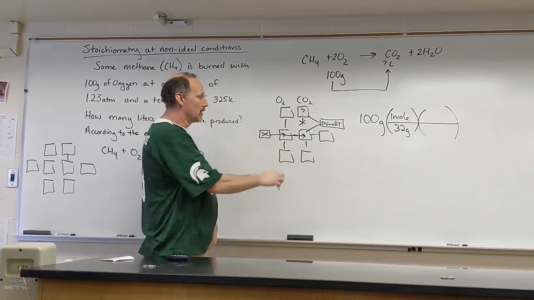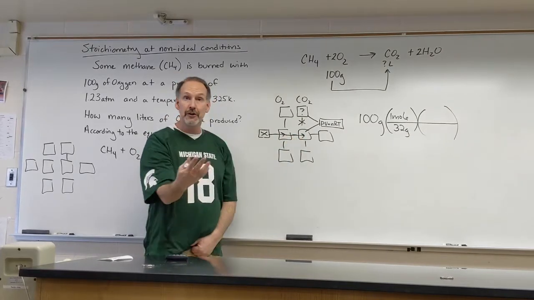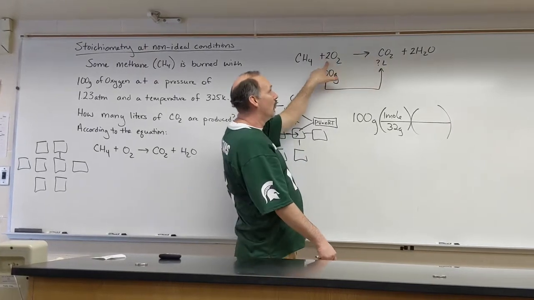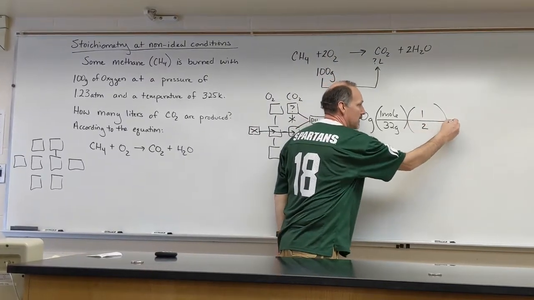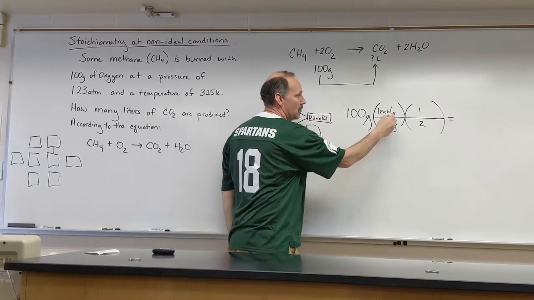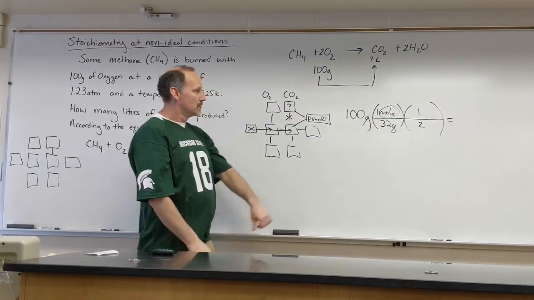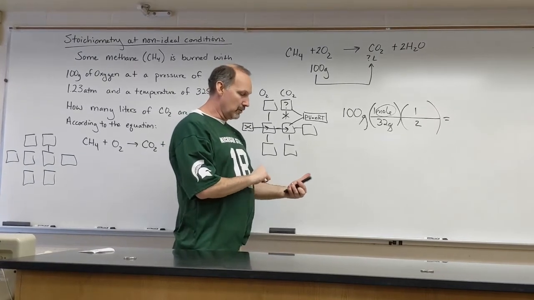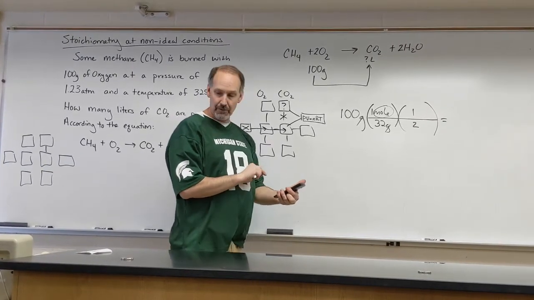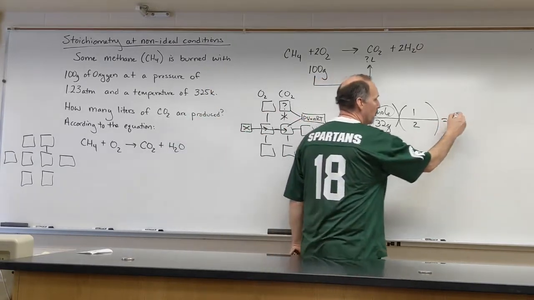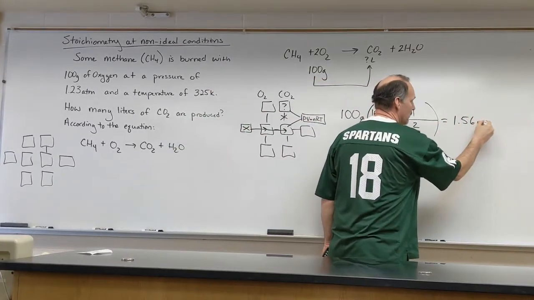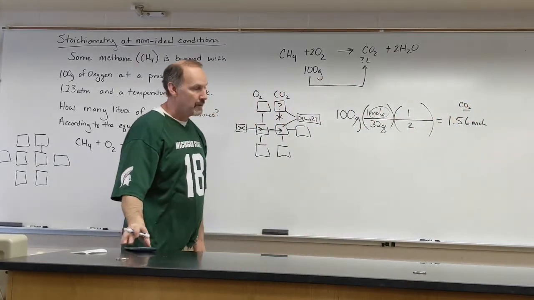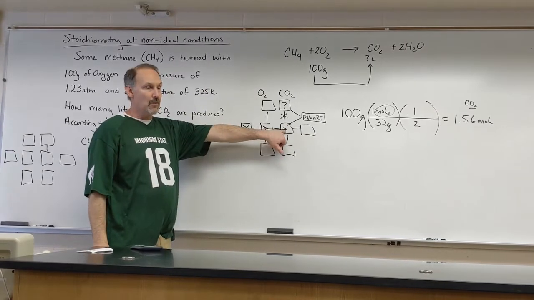And then we're going to go from mole to mole. So we need our balancing coefficient. The one we want goes on top, so we have 1 over 2. And that will give me a mole answer. So 100 divided by 32, equals, and then again divided by 2, equals. Then what I end up with is 1.56 moles. And that puts me in the CO2 chart. So now I'm here, and I want to go to volume.